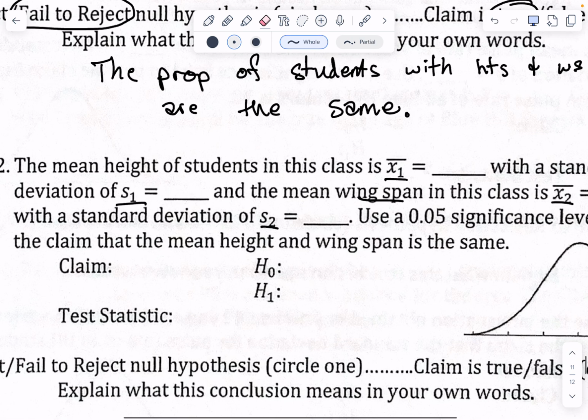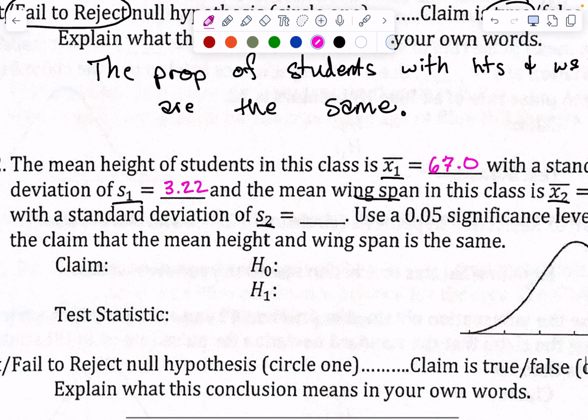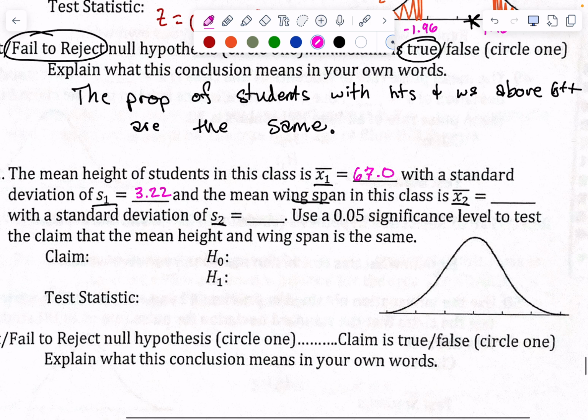Okay, X bar is... And you're doing height? 66.98. So 67.0. Next, standard deviation. Okay, all right, what do you got?